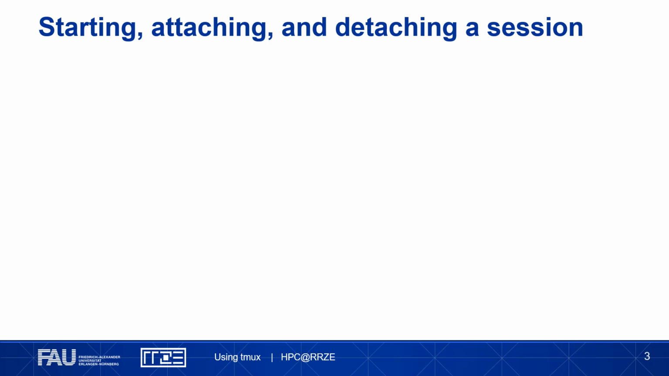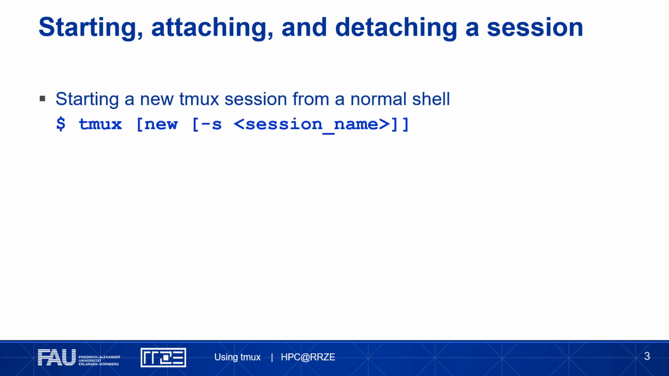So how do you start tmux and how do you attach to a session? How do you detach? So the command for tmux is called, unsurprisingly, tmux. Starting a new tmux session from a normal shell is very easy. You just call tmux. If you don't say anything else, then the session will be named 0 and every new session will have consecutive numbers. You can give the session a name with the new command and the -s option. So it can be any string.